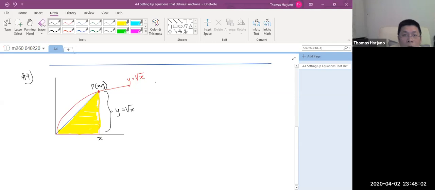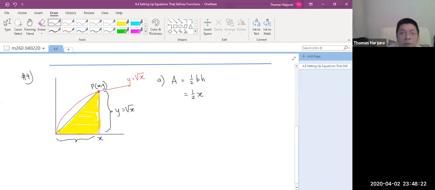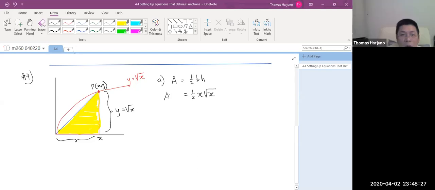Now, therefore, in part A, express the area of the shaded triangle as a function of x. So the area equals 1/2 base times height, right? But what is the base? The base is x, that's right. How about the height? Square root of x. Now we need to write this as a function of x, so I need to write A(x) using function notation.